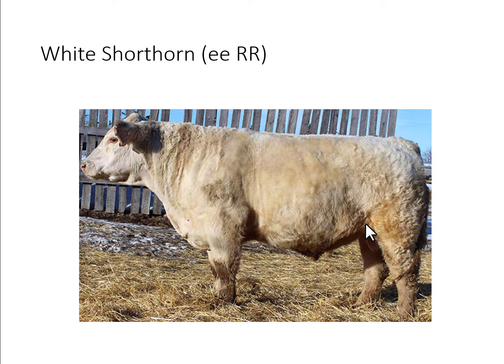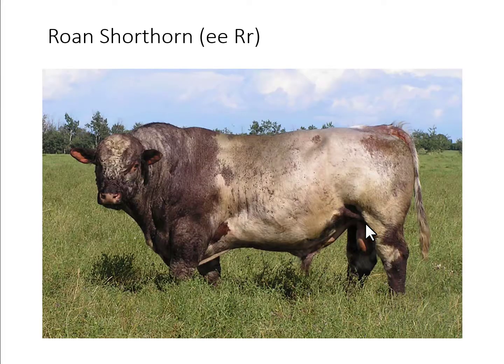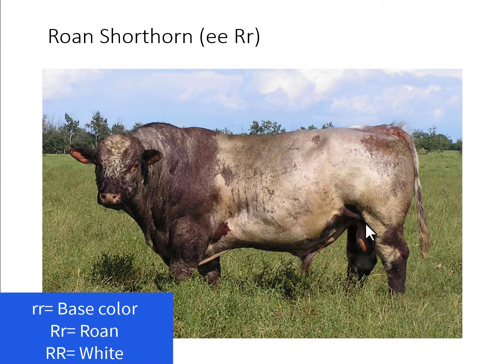So for our shorthorns, if you're given a problem, you'll always be told what type of shorthorn it is, so red, white, or roan. So here we have our roan shorthorn. So we have two little e's and big R, giving us roaning. So again, if they're little r, there's no roaning, they're just their base color. If they're big R little r, they have roaning, and if they're two big R's, they are white.